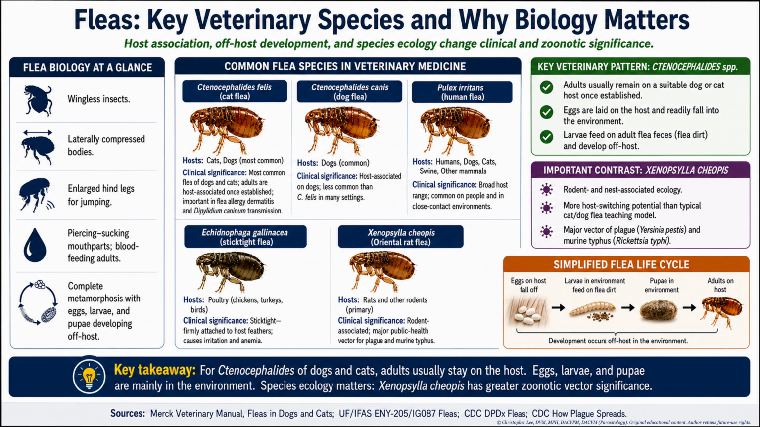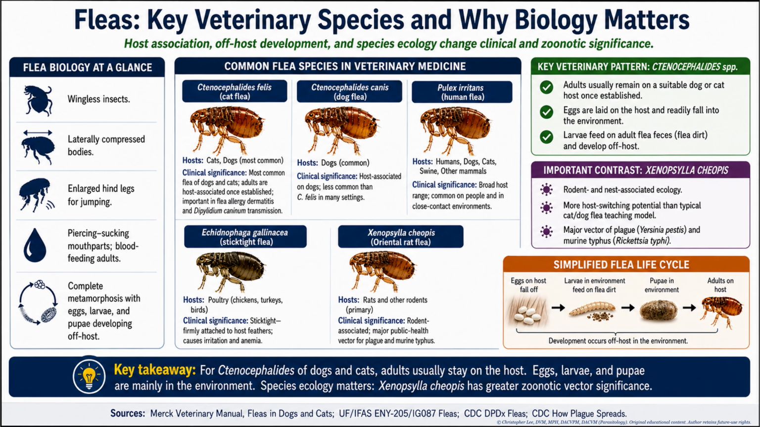Ctenocephalides canis, the dog flea, exists and matters, but in many settings is less common than Ctenocephalides felis. Pulex irritans, the human flea, has a broader host range and public health impact. Echidnophaga gallinacea, the stick-tight flea, is very memorable because adults attach firmly, often around glabrous areas of the head of birds and other hosts.